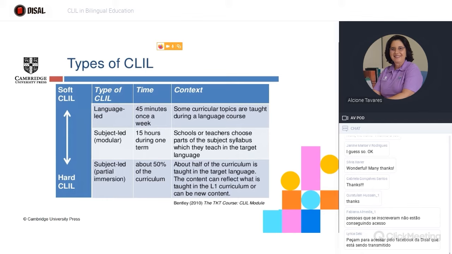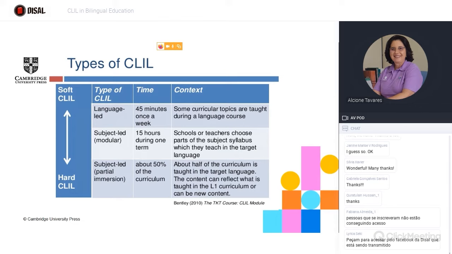But a decision must be made. Will that content be new to students, new content, or will they see the same content that they saw in Portuguese and in English so that they learn it in English as well? That's a decision to make.